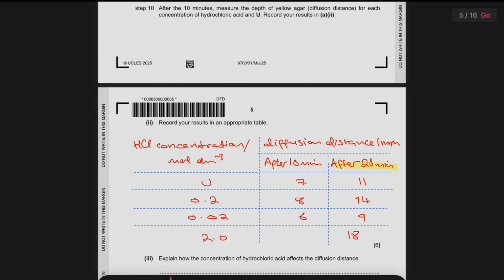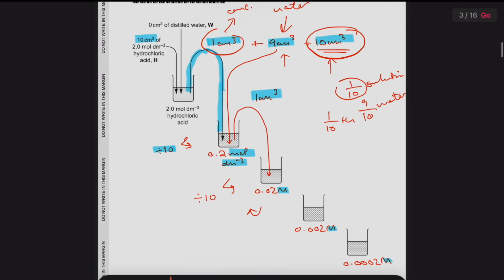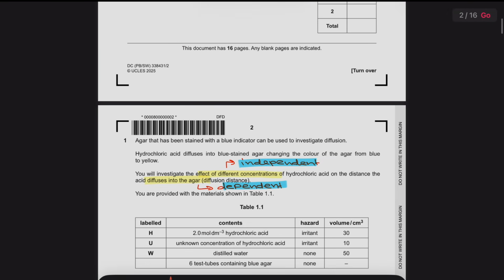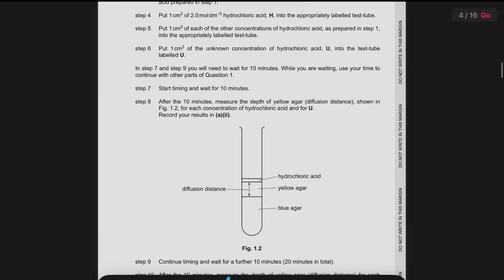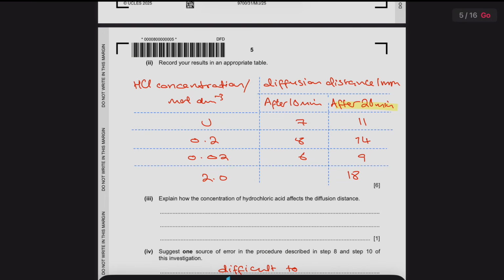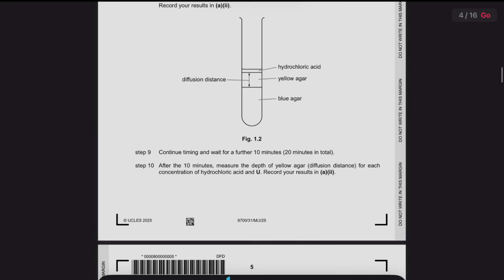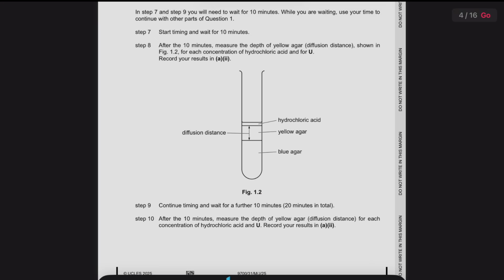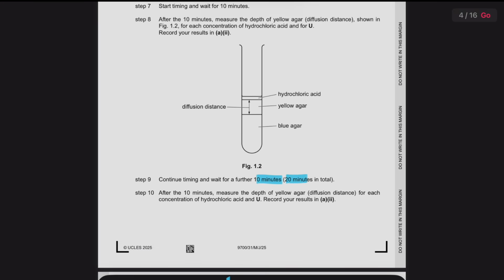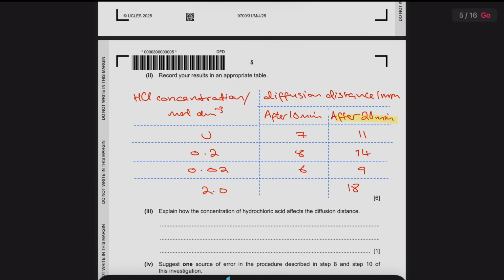Okie dokie. So, like I said, it is important to determine what is your independent and what is your dependent. We've found that our independent variable is the concentration of hydrochloric acid. Our dependent variable is our diffusion distance. And as you should expect, they've asked us to produce a table. So they've also specified that throughout the experiment, they want us to record at 10 minutes and at 20 minutes as well. So just be mindful that a table doesn't have to necessarily have 2 column headings. It could have 2, and then one can have 2 subheadings, okay?